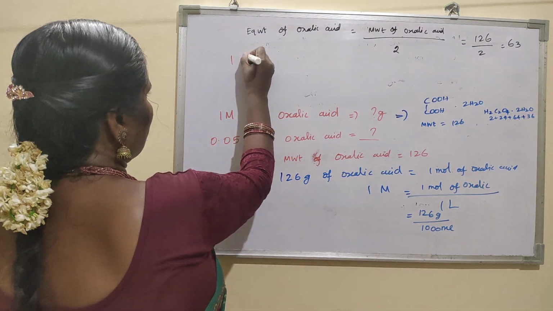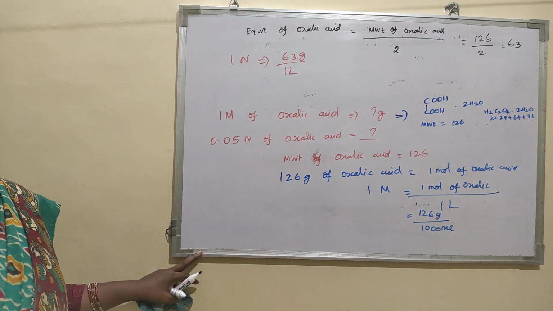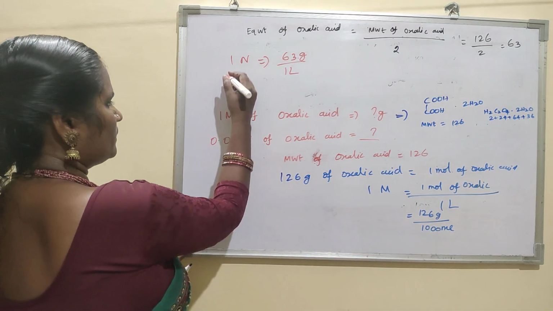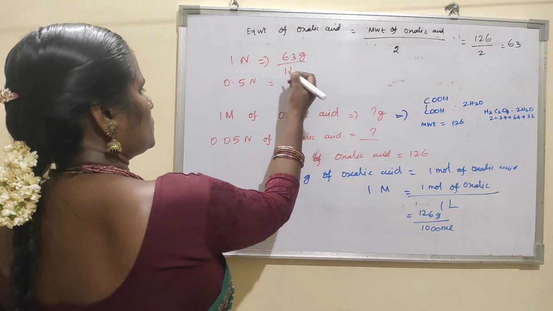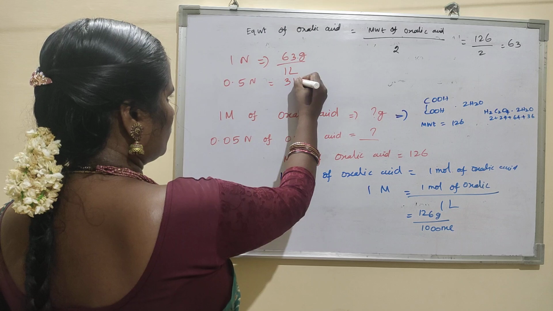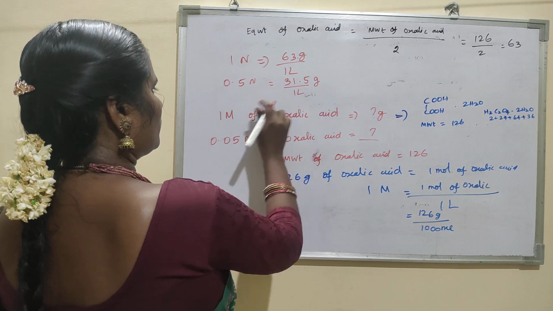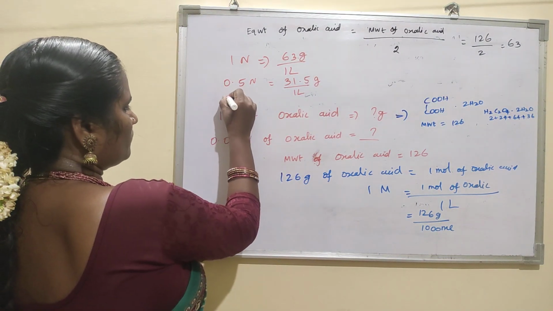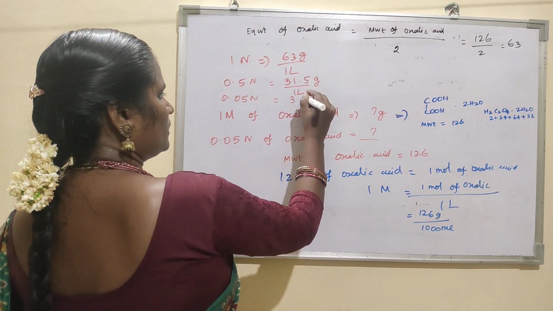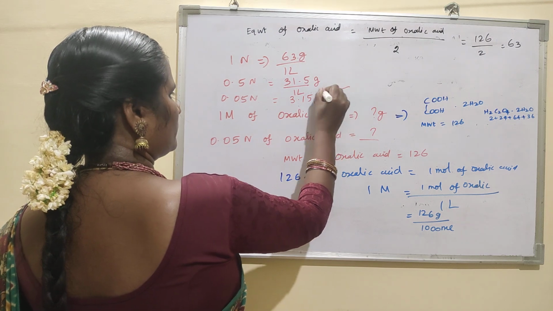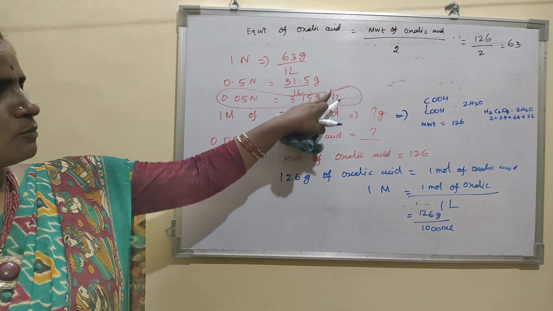Now if I need 1 normal, how much do I have to weigh? I have to take 63 grams in 1 liter. That is for 1 N. So 0.5 N in 1 liter means I have to take half of this, which will be 31.5 grams in 1 liter. What I asked was 0.05, so I have to take another tenth, 3.15 grams in 1 liter, which makes the 0.05 normal of oxalic acid in 1 liter.